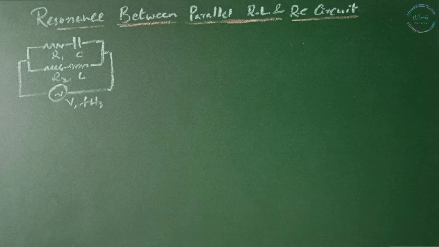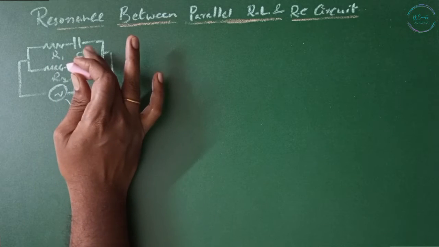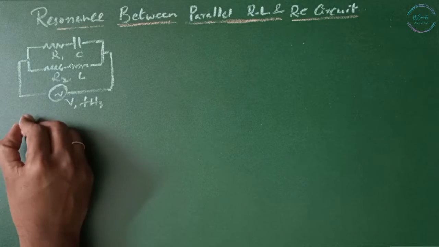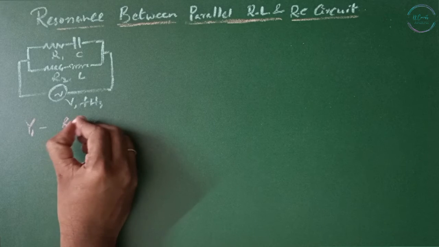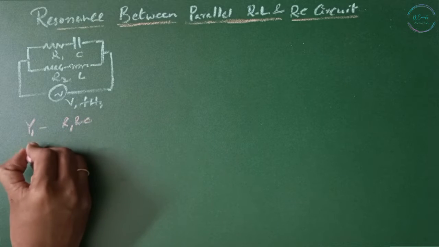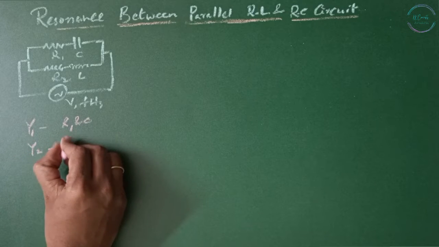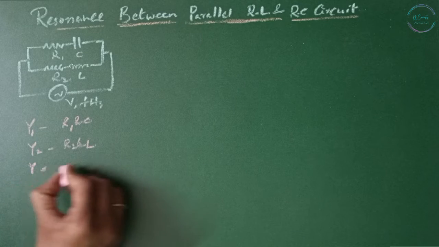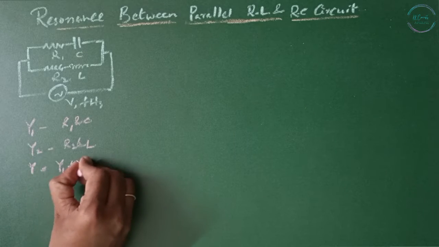Resonance between parallel RL and RC circuits. R1C in one branch and R2L in another branch, both in parallel, and they are parallel with the voltage V having the variable frequency F. Now let Y1 be the admittance of R1 and C, and Y2 the admittance of R2 and L, and Y the total admittance, which is given by Y1 plus Y2.